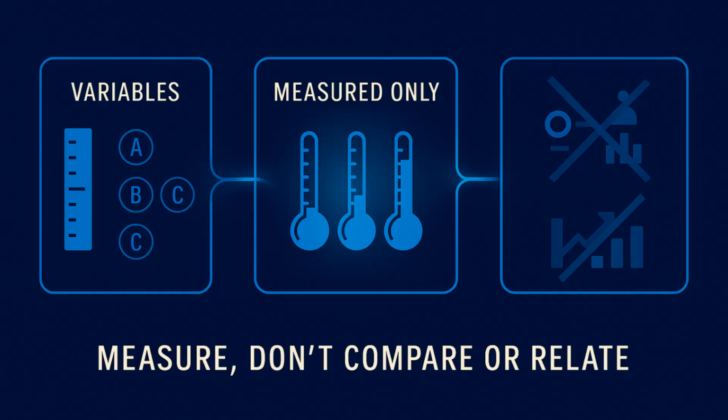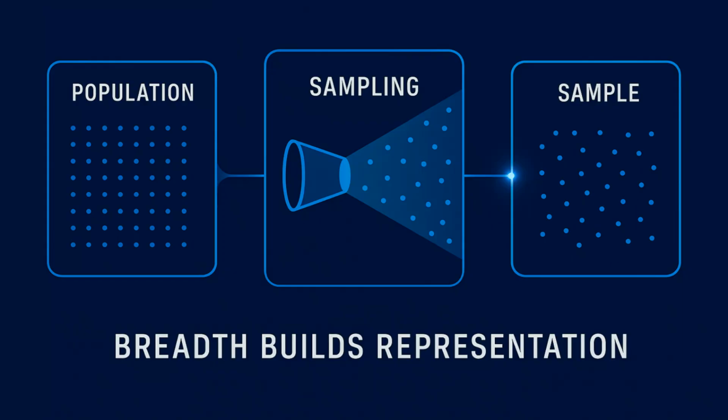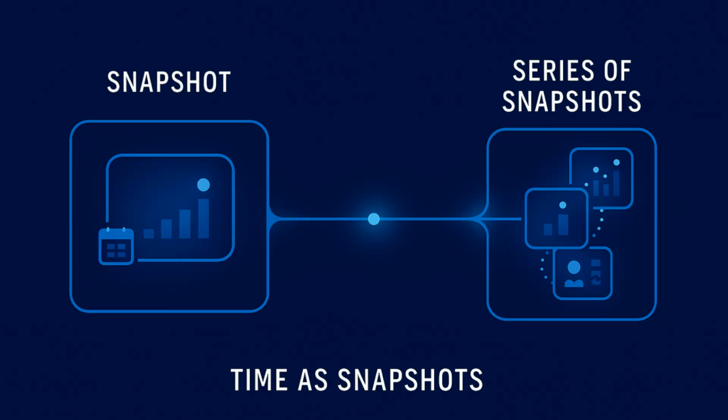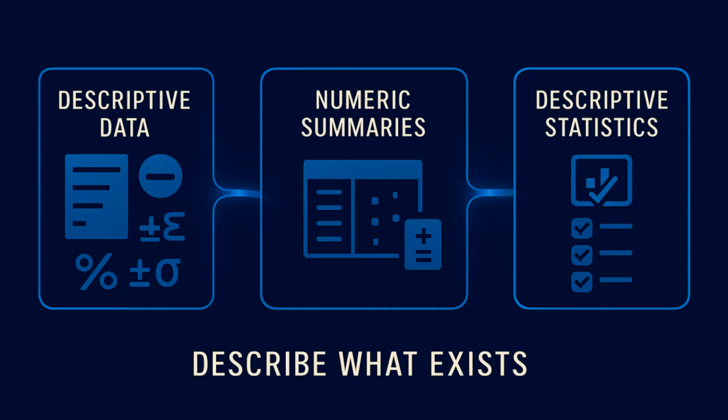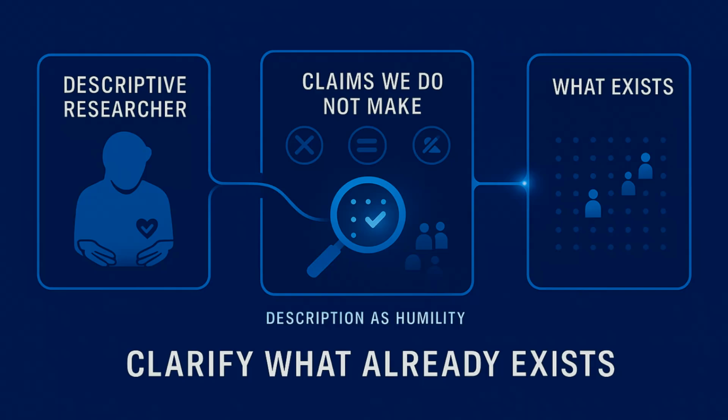Variables are only measured here, not compared or related. Sampling aims for breadth so the picture represents the population accurately. Time is a simple snapshot or a series of snapshots if trends are needed. The data consists of numeric summaries: frequencies, percentages, means, standard deviations, and the analyses that match this design fall within descriptive statistics alone. The positionality of a descriptive researcher is rooted in humility, because descriptive work cannot claim relationships, differences, or causes. It simply clarifies what already exists.